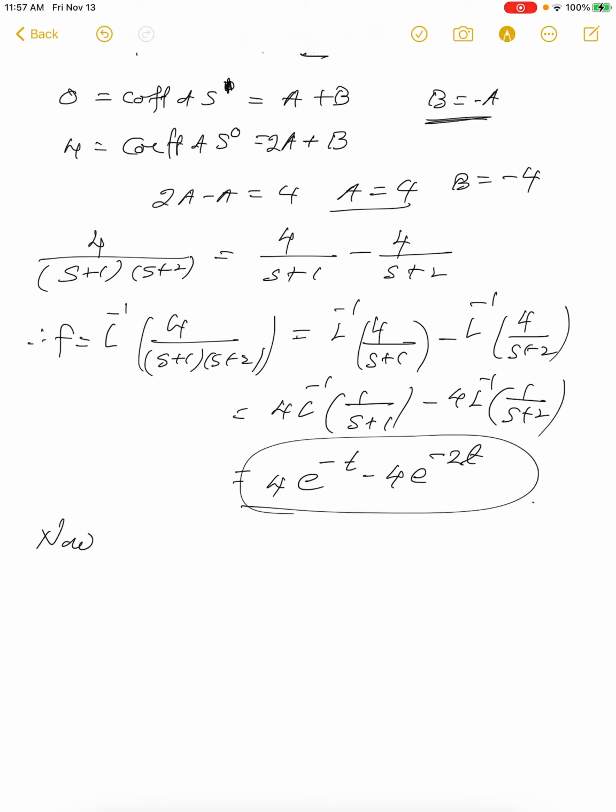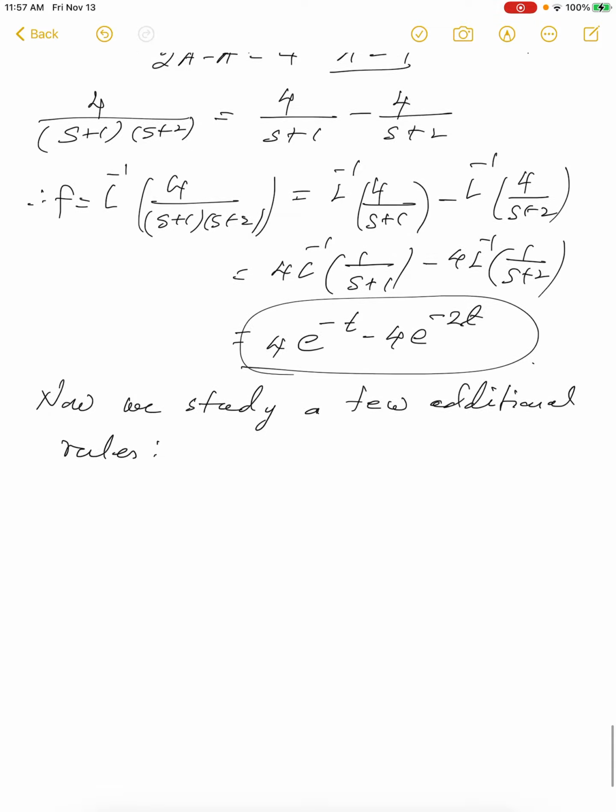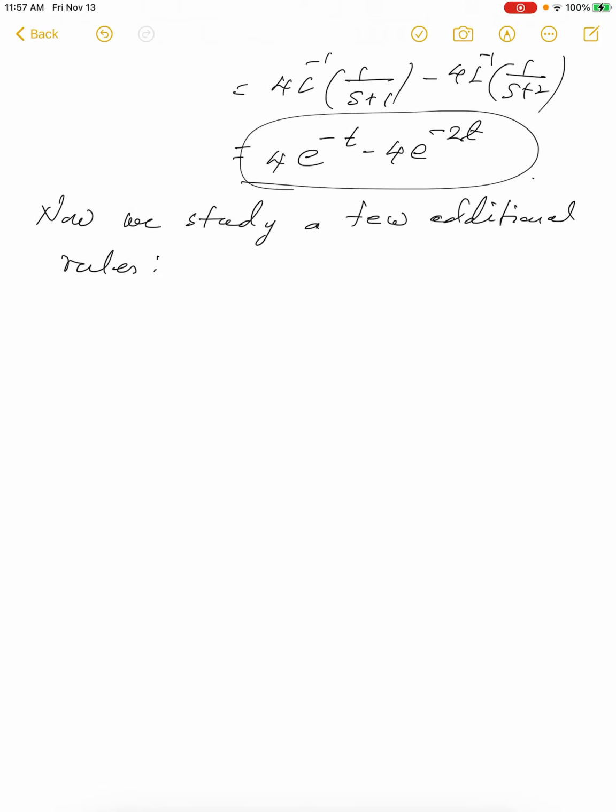So now we study a few additional rules which will help us in calculating the Laplace transform, as well as in finding the inverse transforms. So I want to add 2 rules, and that will be the end of this lecture.